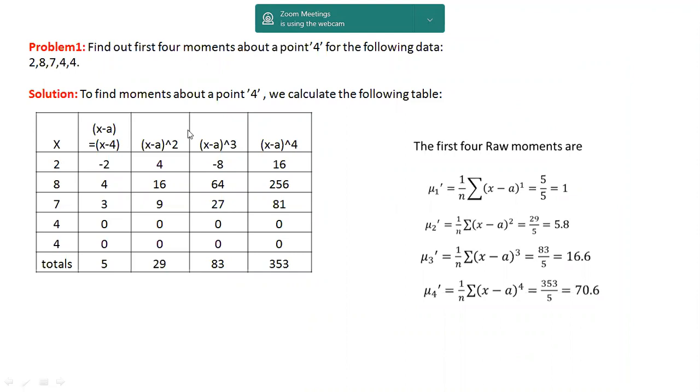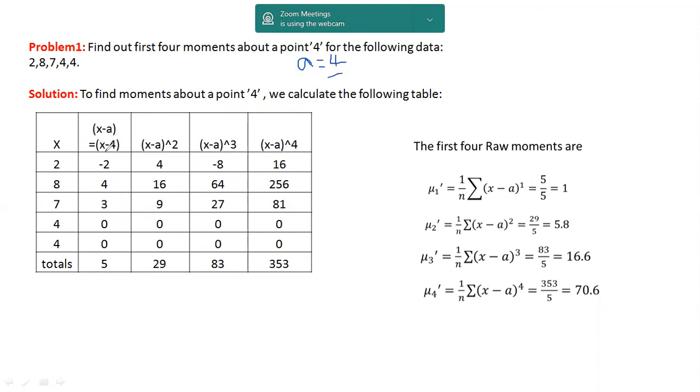So here is the example. Find the first four moments about the point 4 for the following data. The data is provided as 2, 8, 7, 4, 4, and we have to get four moments about the point 4. This is nothing but calculating raw moments about the arbitrary point 4. So here instead of A we take A equals 4, and the observations provided are 2, 8, 7, 4, 4.